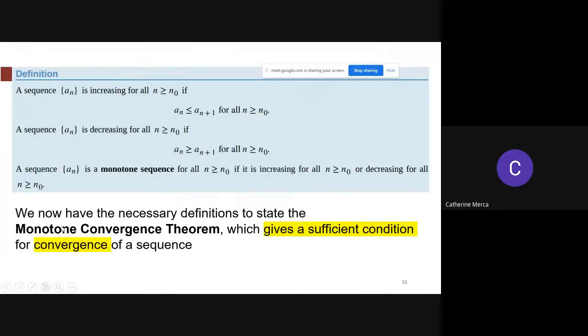Okay. A sequence is a monotone sequence for all n greater than or equal to n sub 0 if it is increasing for all n greater than or equal to n sub 0.